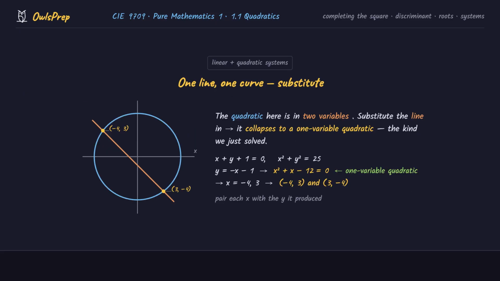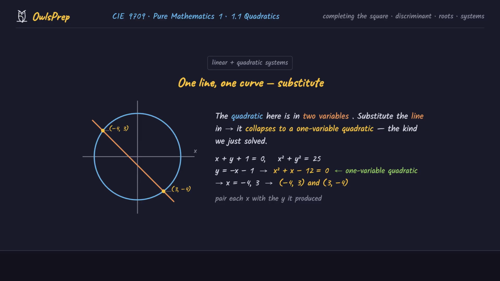Next, two equations at once, where one is linear and one is quadratic. Notice the quadratic here has two unknowns, x and y. The method is substitution. Make one variable the subject of the linear equation and put it into the quadratic. Here's the key step. After substituting, the whole pair collapses into a single quadratic in one variable, exactly the kind we've been solving all along.